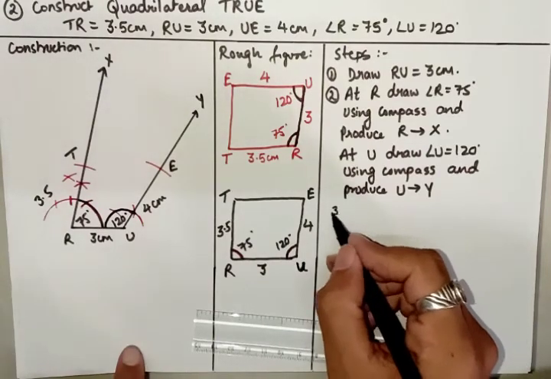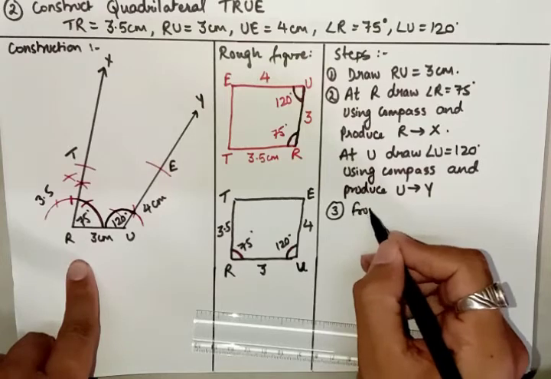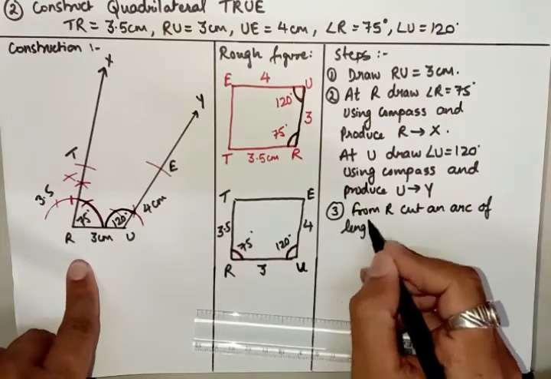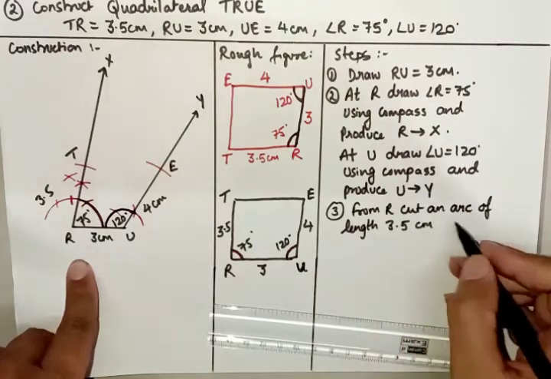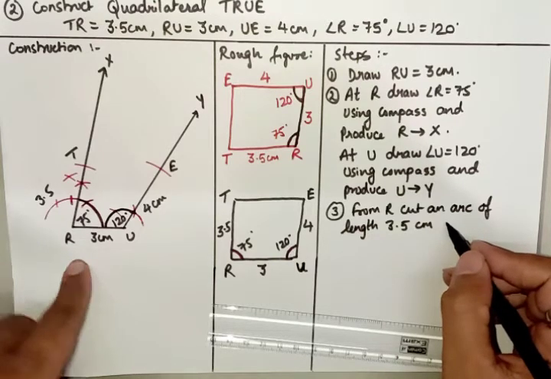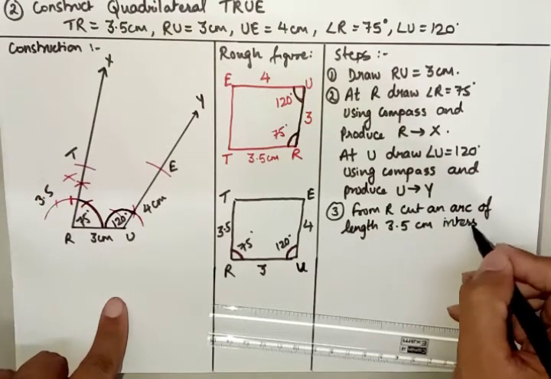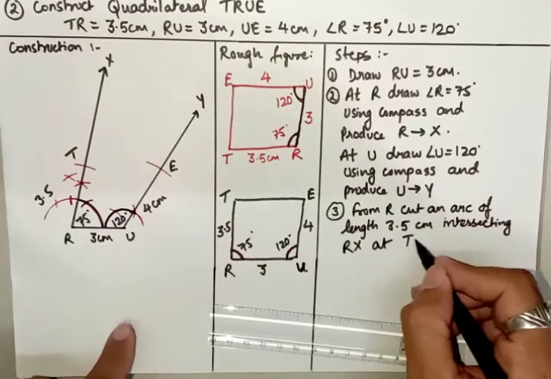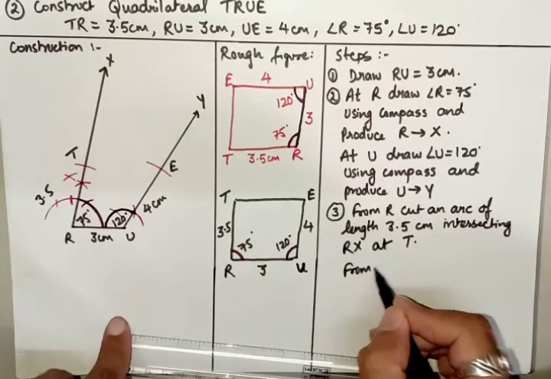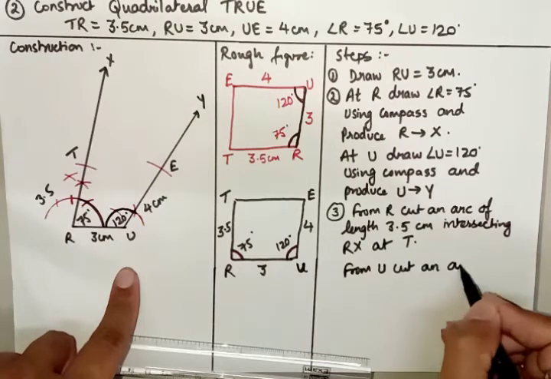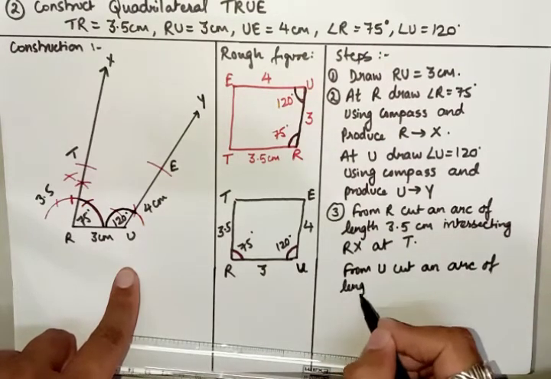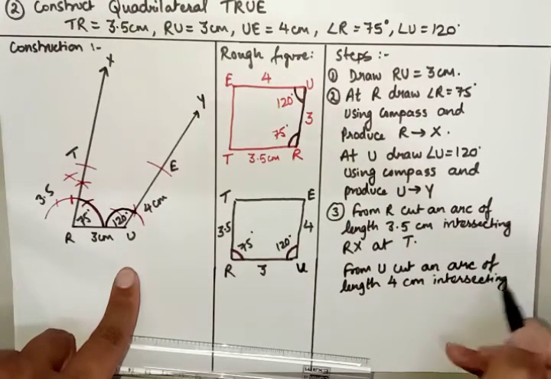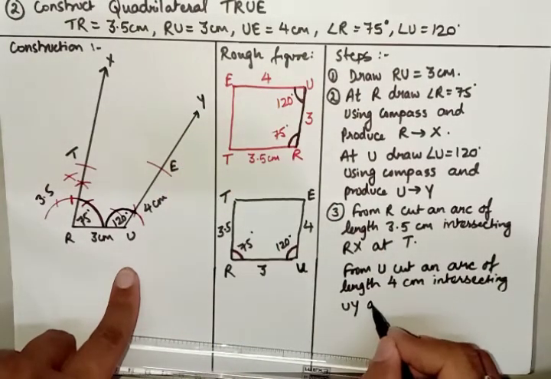So till that I will write the steps. Third step is from R, cut an arc of length 3.5 centimeter, intersecting RX at T, and from U cut an arc of length 4 centimeter intersecting UY at E.